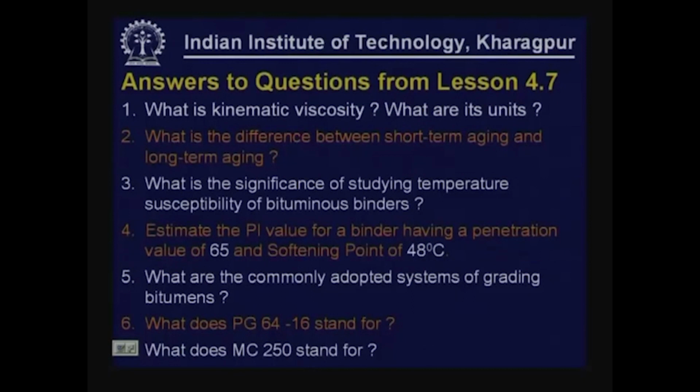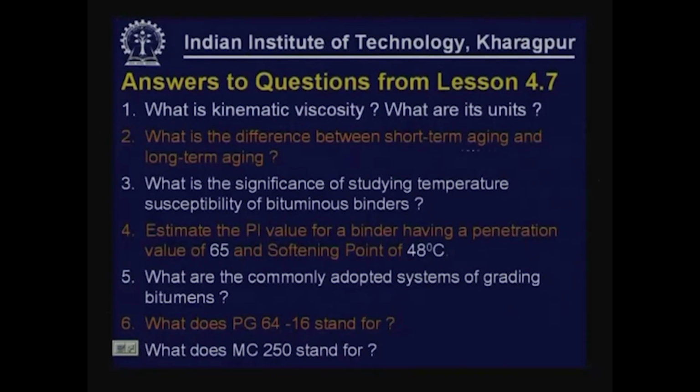It is absolute viscosity divided by the density of the fluid. Its units are usually in terms of meter square per second. In CGS units, it is also expressed in terms of Stokes, but more commonly it is expressed in terms of centi-Stokes. The second question was, what is the difference between short term aging and long term aging?